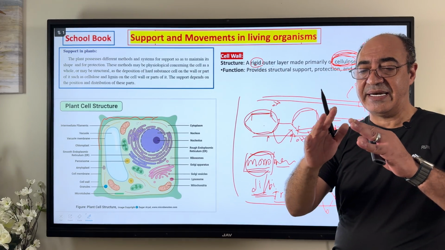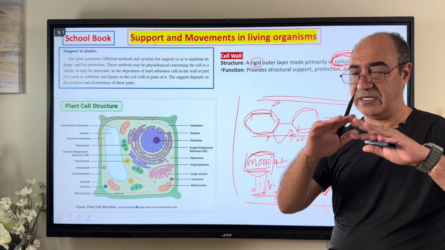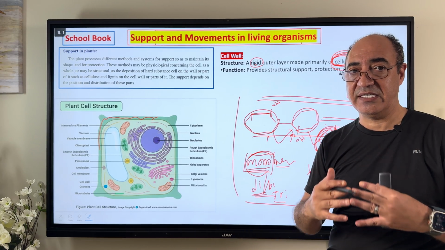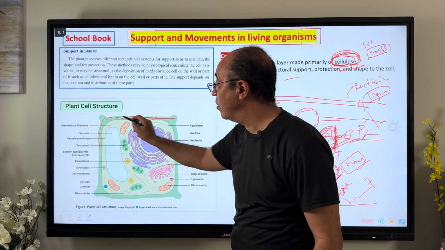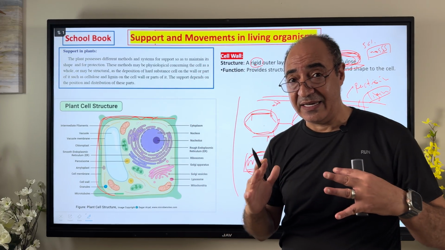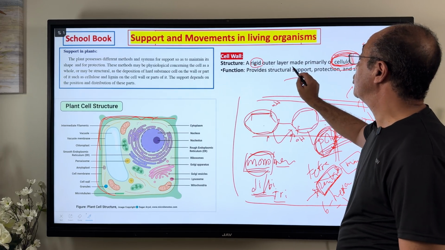So the cell can expand, but only up to a certain point, and that's important when we talk about support. It can extend and expand as the cell grows in size, up to a certain limit. That particular wall gives it that limit and that rigidity, and again, it provides structural support.